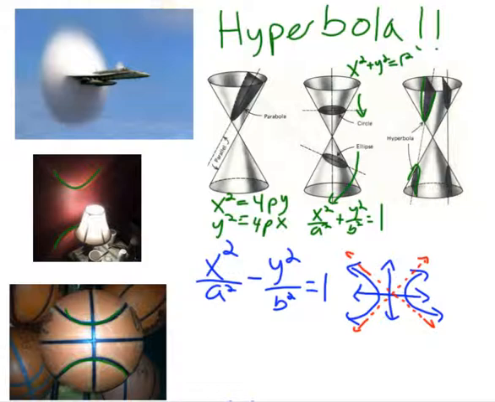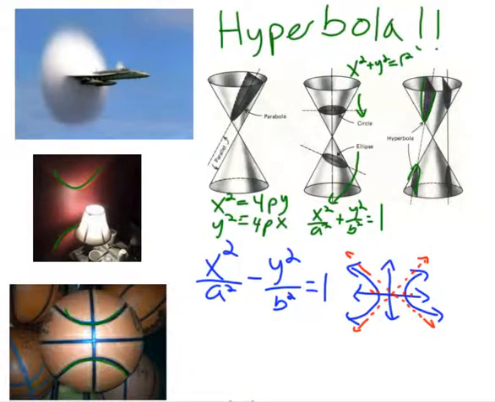Now they still have vertices, as before, and now the foci, instead of being inside, well, they're still inside each piece, but they're not between the two vertices. The foci are now further out than the vertices. So what I'm highlighting right there in red, you can kind of see inside each shape of each cup of the hyperbola, that's where the foci will be.